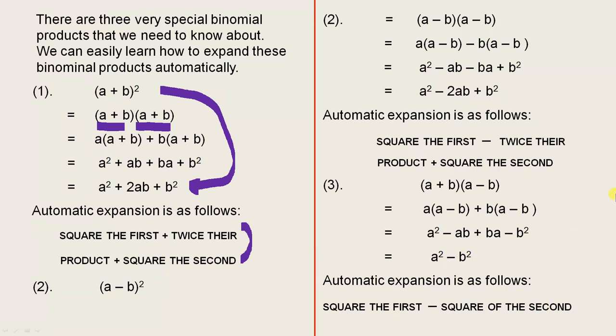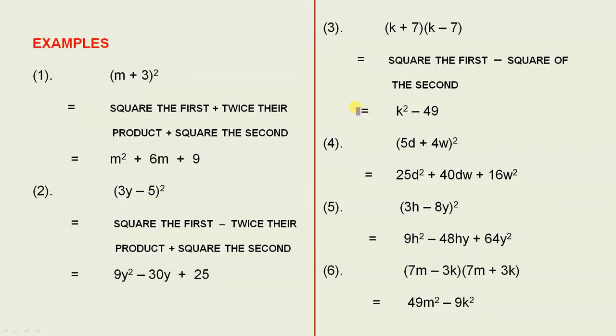Let's see how we do some examples using these rules. (m + 3) all squared. Let's do it automatically. Square the first, that gives you m squared. Plus twice their product. Their product is 3m. If you double that, that is twice their product, that gives you 6m. And then you square the second, which gives you 9. So there's the answer.